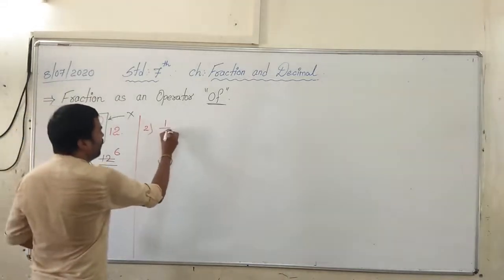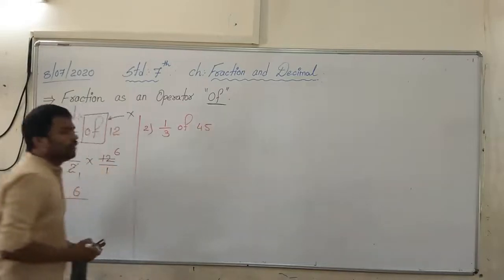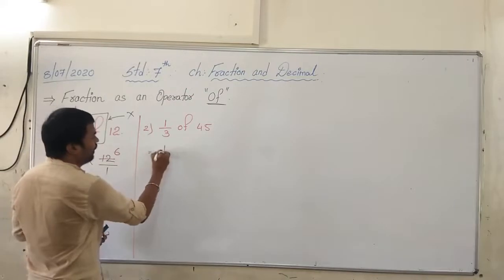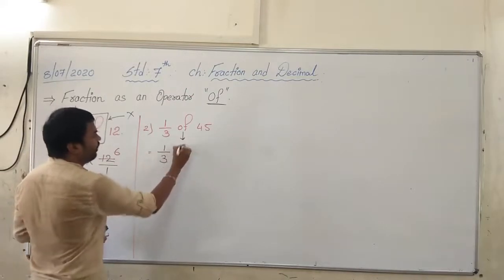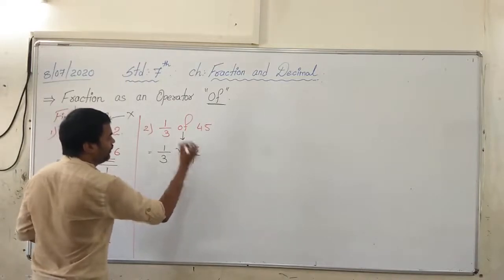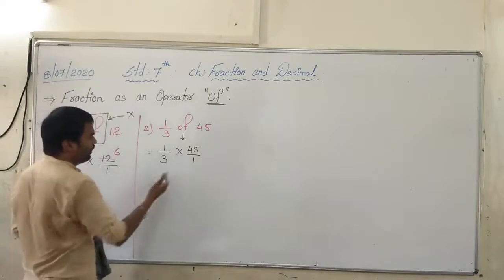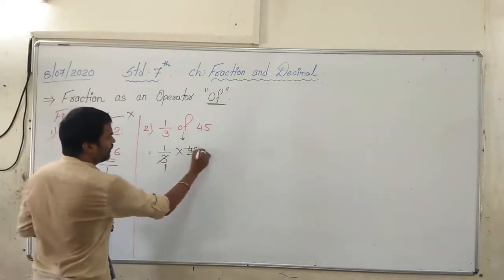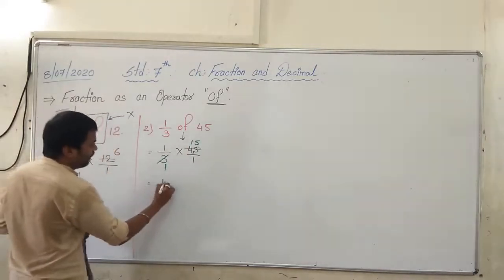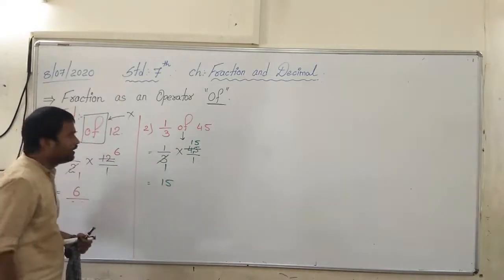Second one, 1/3 of 45. 1/3 of 45. So this can be written as 1 upon 3. Of means what? Multiplication. That is 45 upon 1 for our safety. Now cancel whatever is possible. So 3 ones are 3, 3 ones are 3, 1 remains, 3 5s are 15. So that is nothing but 15. So 1/3 of 45 is nothing but 15.